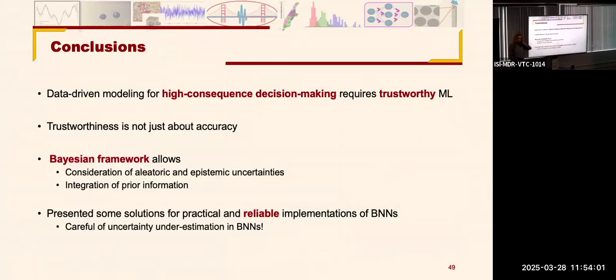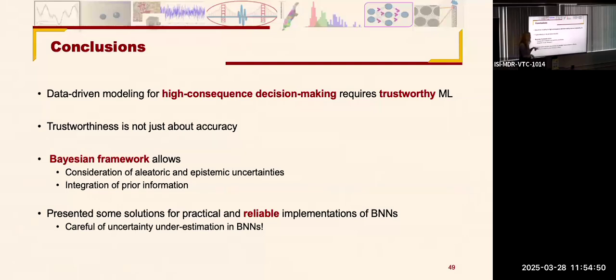So in conclusion, in the type of work that we do, we use predictive models, but we want to be able to use them within decision making at the end of the day. This requires uncertainty quantification for trustworthy machine learning. And this is not just about accuracy. We need to assess how good our uncertainty estimates are. In theory, the Bayesian framework is really nice because it has a really nice way of quantifying aleatory and epistemic uncertainties, and you can also integrate prior information. So in theory, it's very nice. In practice, it's hard, but I tried to present some solutions to do reliable Bayesian neural networks.